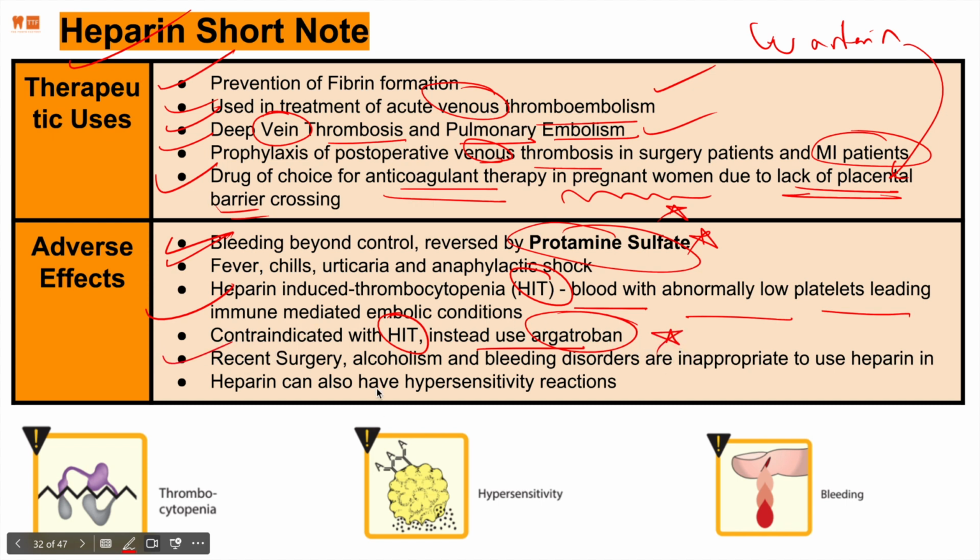Then we have recent surgery, alcoholism, bleeding disorders, inappropriate to use heparin. They're already prone to bleeding. And heparin can cause hypersensitivity reactions. So essentially what to remember: excessive bleeding, hypersensitivity reaction, and thrombocytopenia, the HIT, heparin-induced thrombocytopenia, okay?